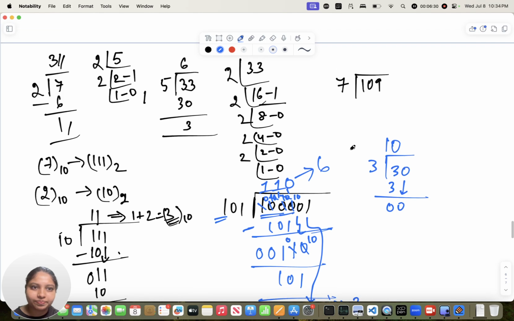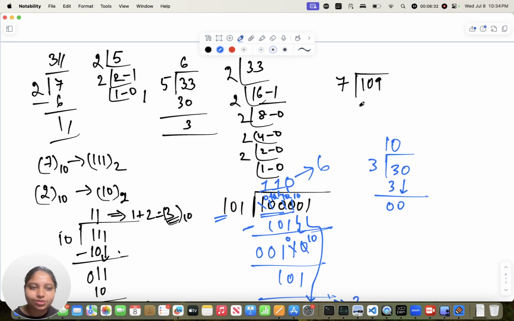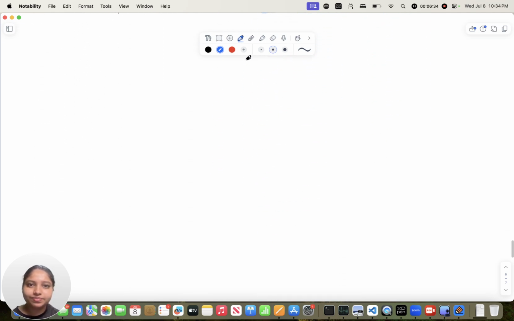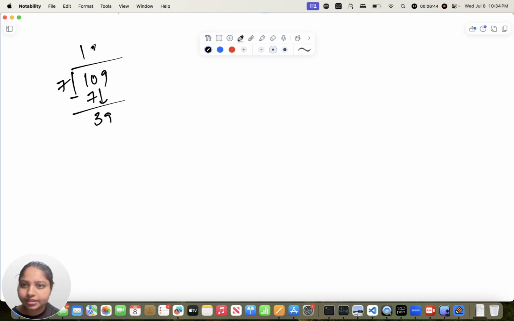Alright, same. So the next number that we have is 109 divided by 7. So 7 1 we have 7, minus, we have 3, and then 39. 5 7s are 35, and then we should get 4 as a remainder. So the quotient should be 15 and the remainder is going to be 4.